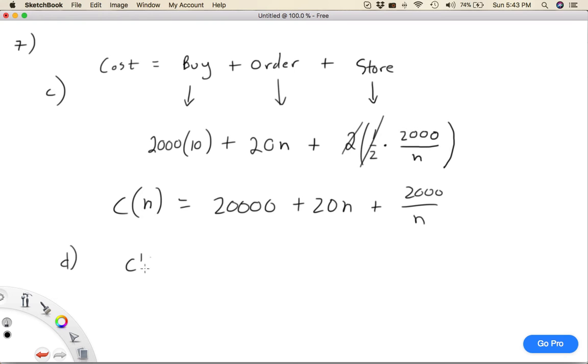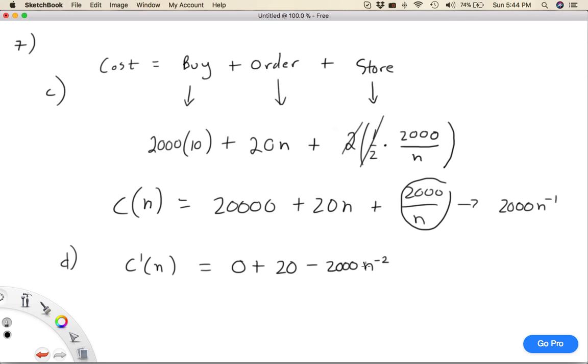We're going to find the derivative, which this piece goes to 0, this is 20, and this 2,000 over n could be written as 2,000 n to the negative 1. So its derivative is going to be negative 2,000 n to the negative 2, or negative 2,000 divided by n squared. Okay, so here's our derivative, and now we're going to set it equal to 0. So 0 equals 20 minus 2,000 over n squared.